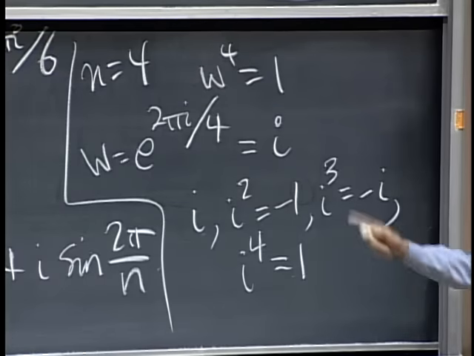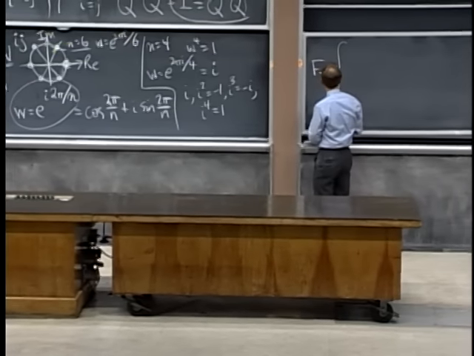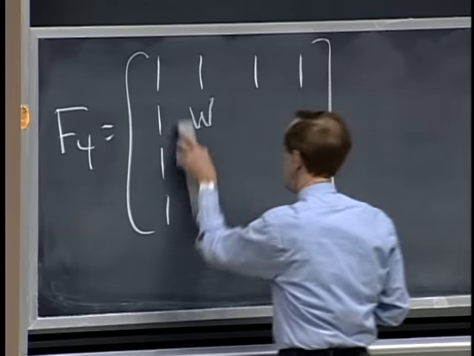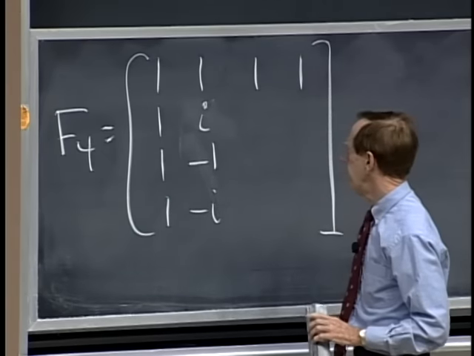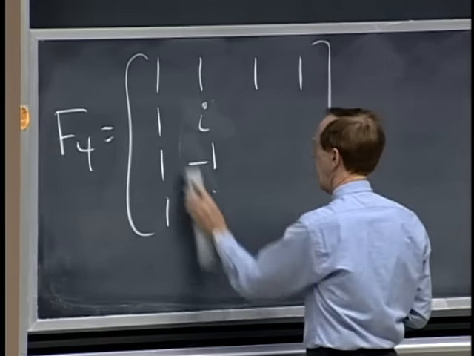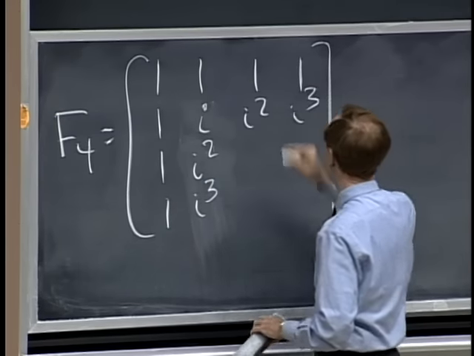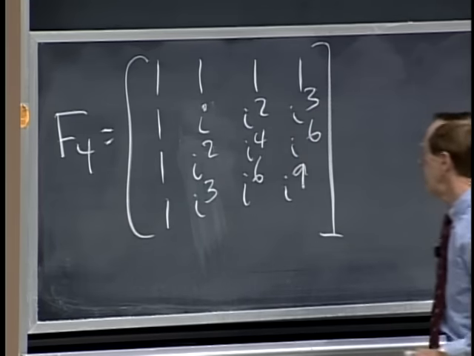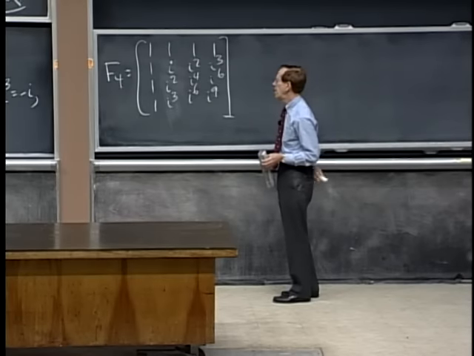I'm really ready to write down this Fourier matrix for the 4x4 case, just so we see that clearly. Let me do it here. F4 is, all right, 1, 1, 1, 1, 1, 1, 1. W, that's I. I squared, that's minus 1. I cubed is minus I. I could write I squared and I cubed, just so we see the pattern for sure. I squared, I cubed, I squared, I cubed, I fourth, I sixth, I fourth, I sixth, and I ninth. You see the exponents fall in this nice pattern. The exponent is the row number times the column number, always starting at 0.